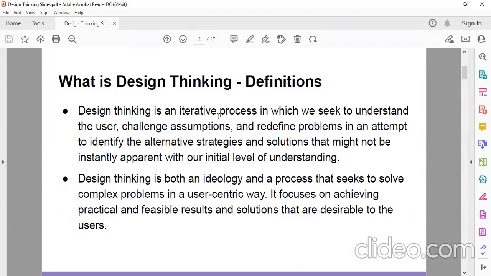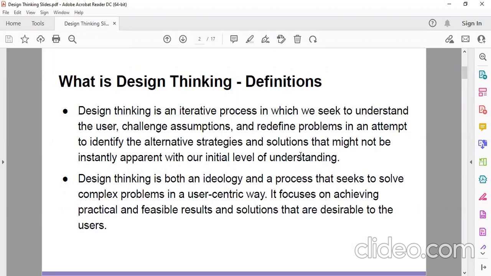The second one is: design thinking is both an ideology and a process that seeks to solve complex problems in a user-centric way. It focuses on achieving practical and feasible results and solutions that are desirable to the user. So it's basically a process we use in coming up with a product or a solution. First, we have to understand the user. We have to empathize with the user, and understand what they actually want and what they are going through.